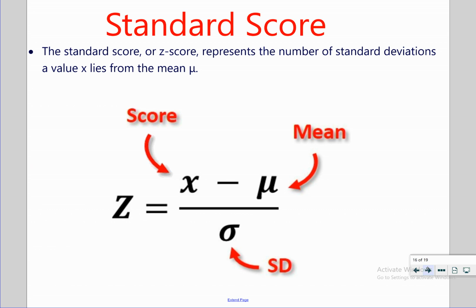Now, those are all the population symbols. You will also see it written this way. Remember, the other way we can see mean written is x bar if it's a sample, and it might be an S if it's a sample for standard deviation. They mean the exact same thing.